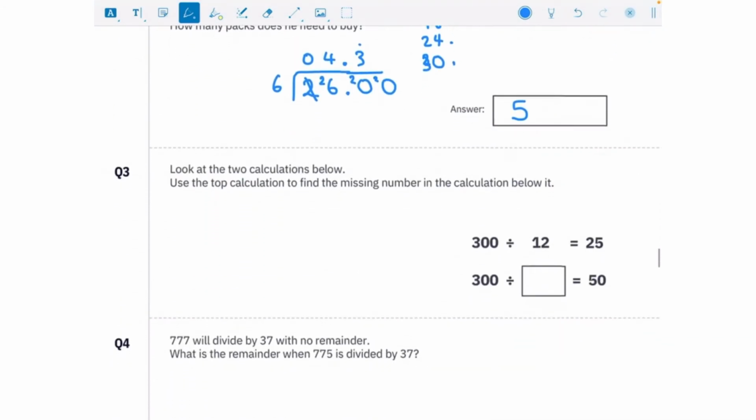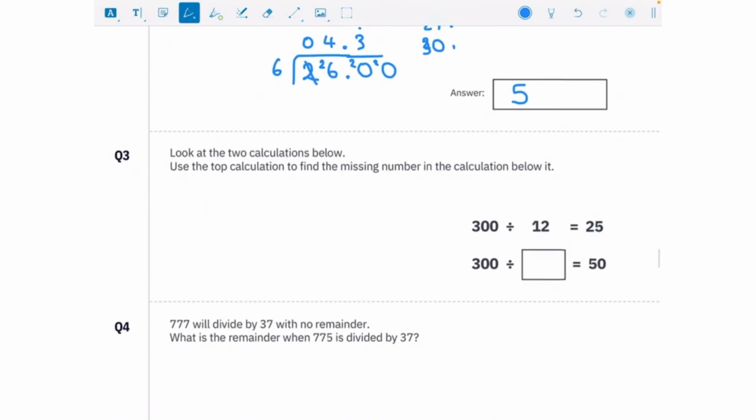Question number 3, look at the 2 calculations below. Use the top calculation to find the missing number in the calculation below it. 300 divided by 12 is 25. 300 divided by what is 50? Now, if you notice, this is twice as big.